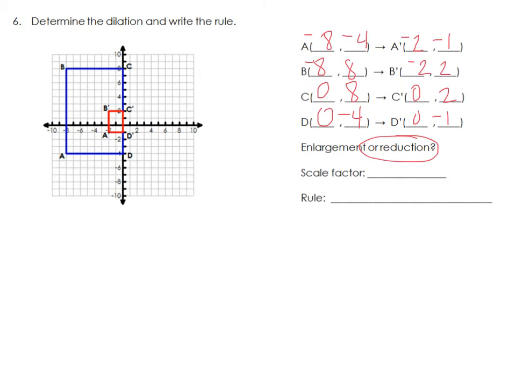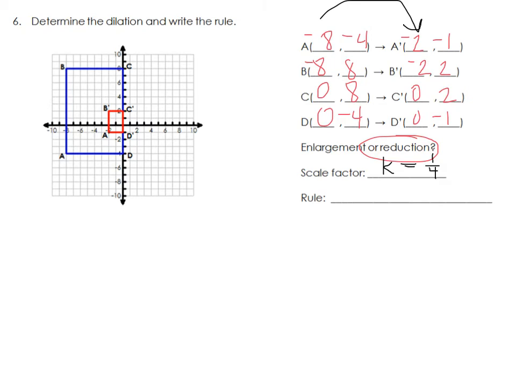The biggest mistake that I see students make is they treat it as an enlargement instead of a reduction. So hopefully looking at the coordinates, if we compare the x-coordinates, all of our x-coordinates were divided by 4, and so were all of our y-coordinates, which means the scale factor is 1/4.